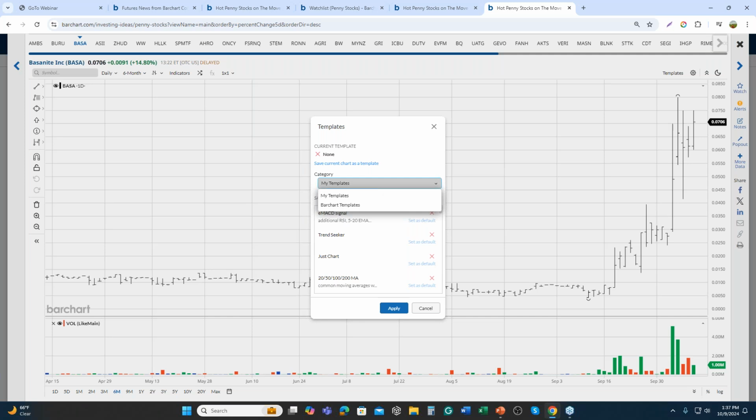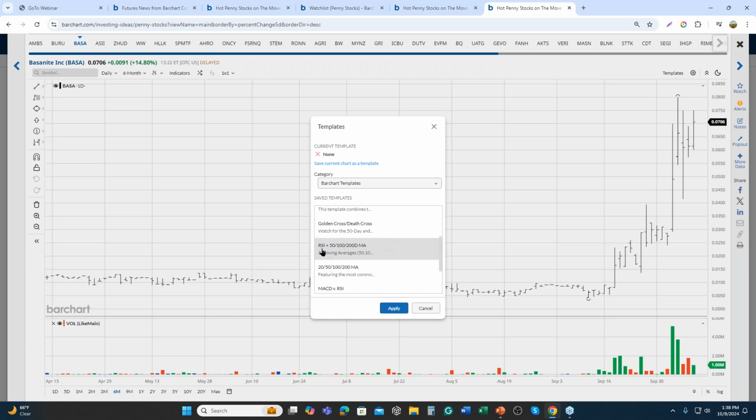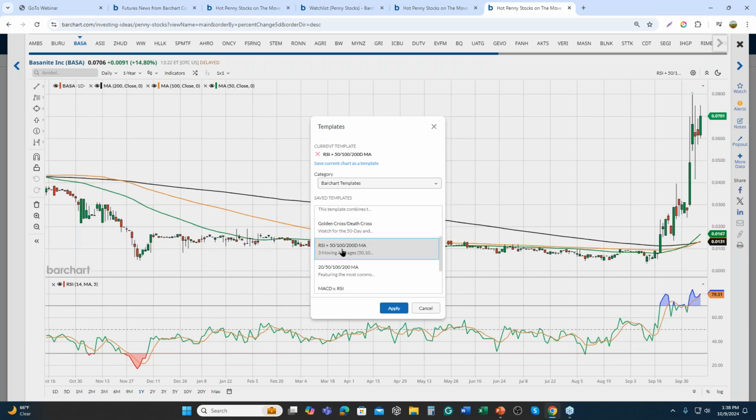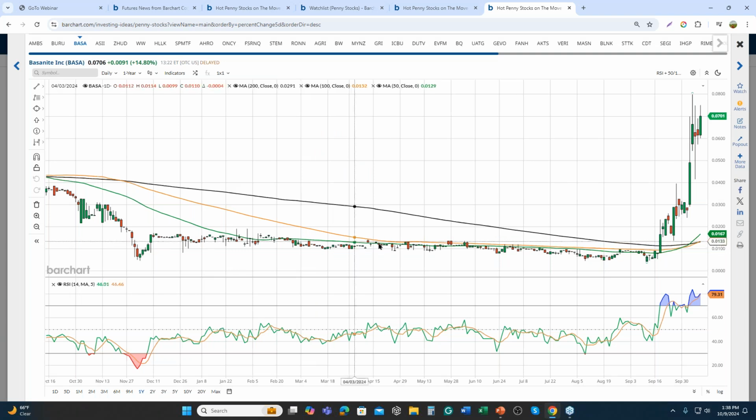One of the features of being a subscribed member is that you can create a lot of templates, especially a Premier member. But Barchart does offer you some default templates. And if I scroll this down, I can get one template that's going to give you the RSI and 3 moving averages, the 50, the 100-day, and 200-day. So you can see here, again, with penny stocks, a lot of these moving averages are going to be flatline, right? They're not really giving us a lot of information.